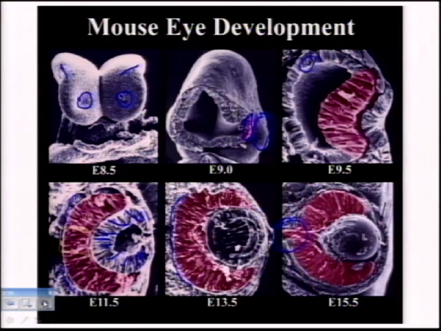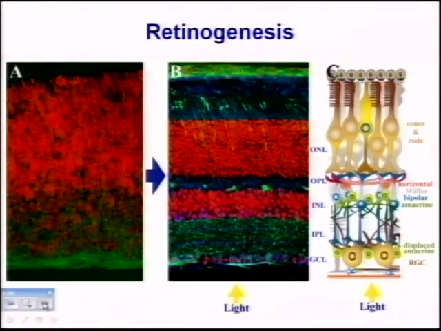Okay, so that's an overview of eye development. If you take this purple colored structure, this neuroretina that's shown in a particular section in this scanning EM, and turn it 90 degrees, you get a nice image that looks like this. So this is just a simple diagram and confocal micrograph showing you retinogenesis. Retinogenesis is development of the retina.